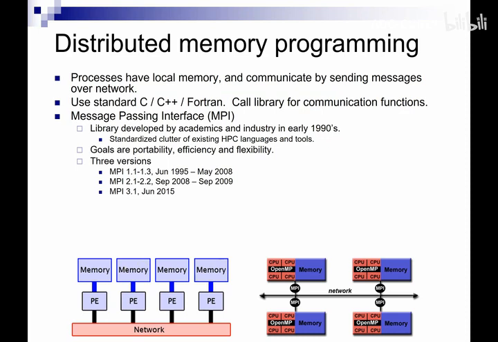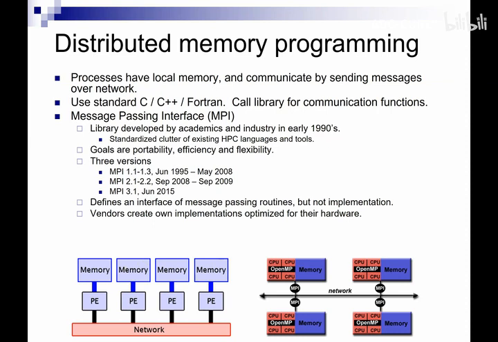There are several versions of MPI. The first version lasted from basically the mid-90s up until about 2008. Since then, they've been updating MPI. MPI version 2 came out in 2008, and MPI version 3 came out just a few years ago, in 2015.